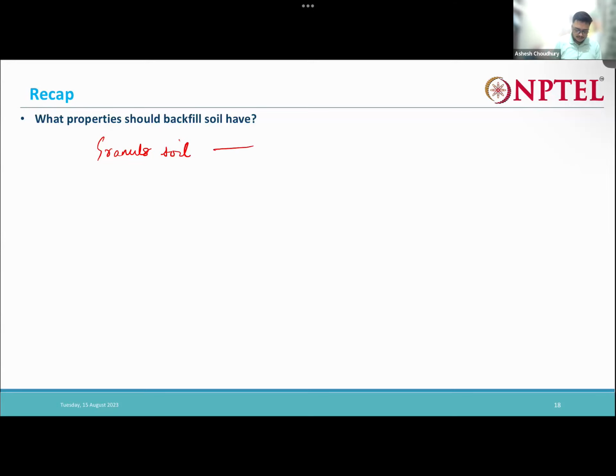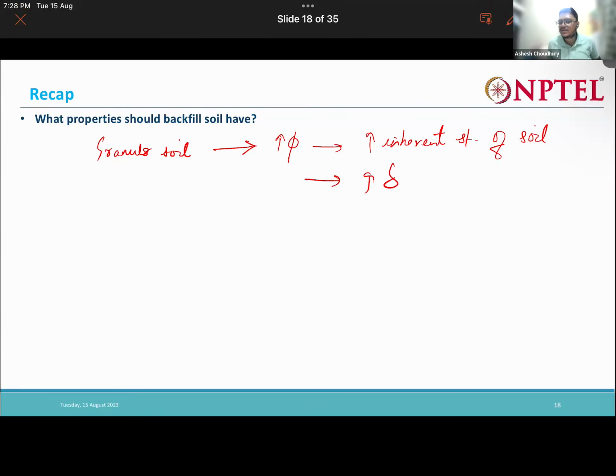So granular soil, higher phi, higher inherent strength of soil. One more thing, higher phi, so higher delta means higher frictional strength mobilization between the reinforcement and the soil. Okay, so higher frictional shear strength mobilization between the reinforcement and the soil. That is for phi, right? Now let us come to the second.